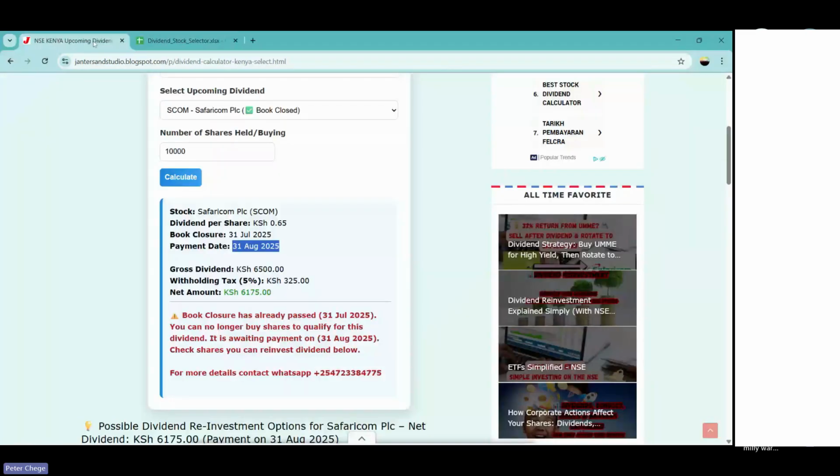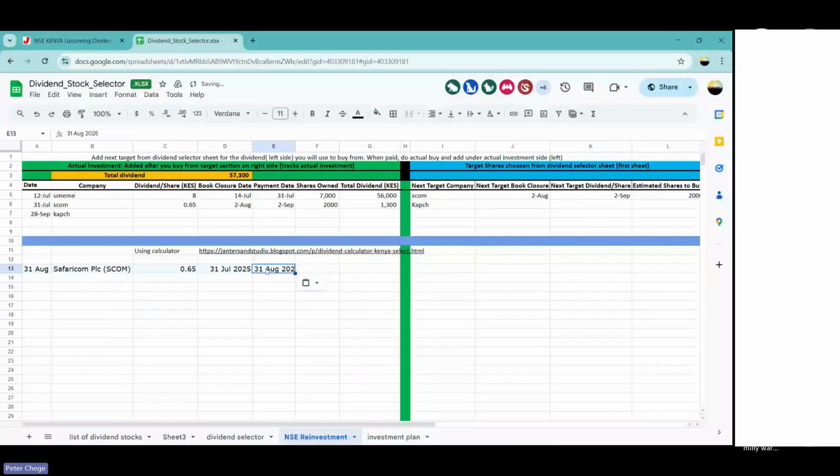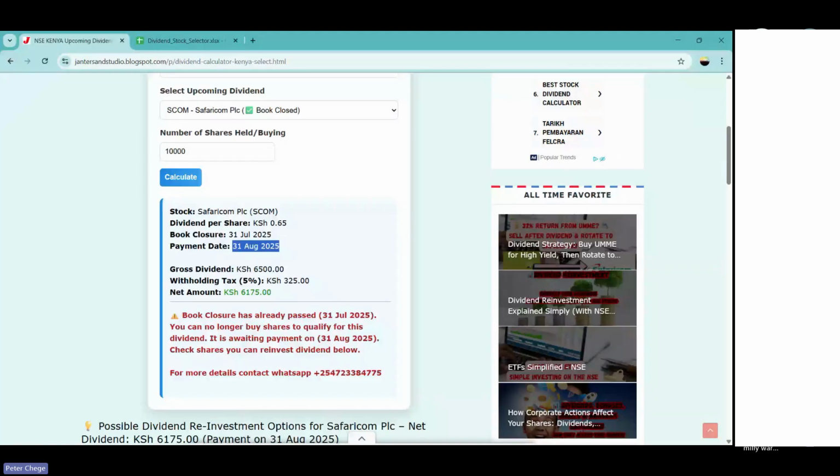Then we need the number of shares, assuming I had what? 10,000. So I'll come and put 10,000. So you need to drag this formula down. So make sure you drag your formula down. Let me remove these because they are not needed. So 6,500. The calculator is already automated. 6,500. So it gives you gross figure.